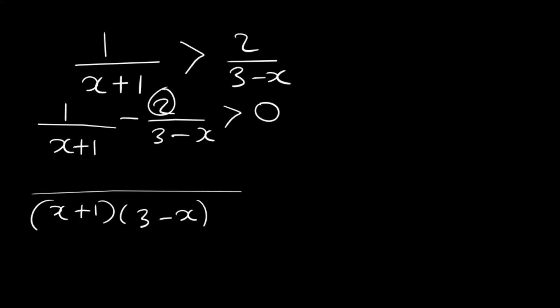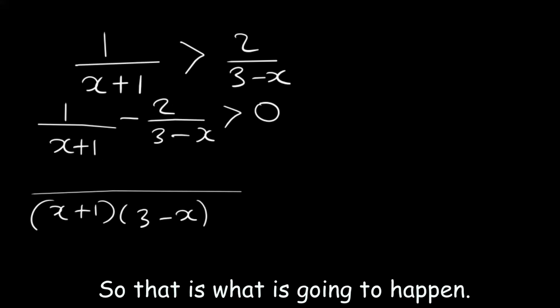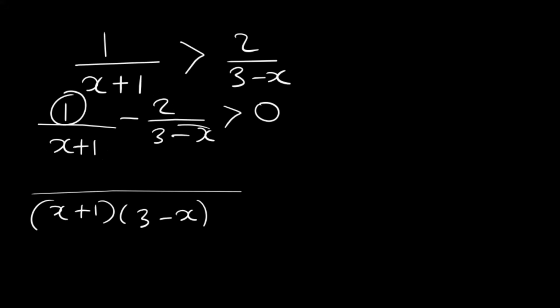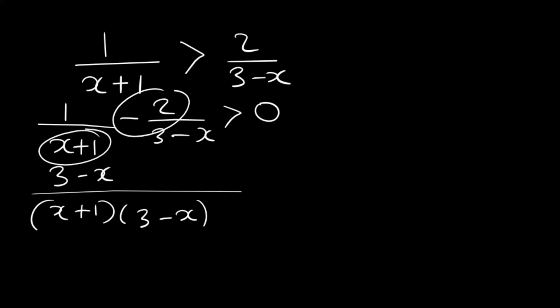Basically you solve now the way we are solving for a rational function. You multiply this one with that one, then you get this one, you multiply with that one. So that is what is going to happen. Now when 1 multiplies with 3 minus x, because it's just 1, I'm just going to have 3 minus x. The negative 2 is going to multiply with x plus 1. Negative 2 multiplied by x gives us negative 2x. So I have negative 2x. Negative 2 multiplied by 1 will give us negative 2.